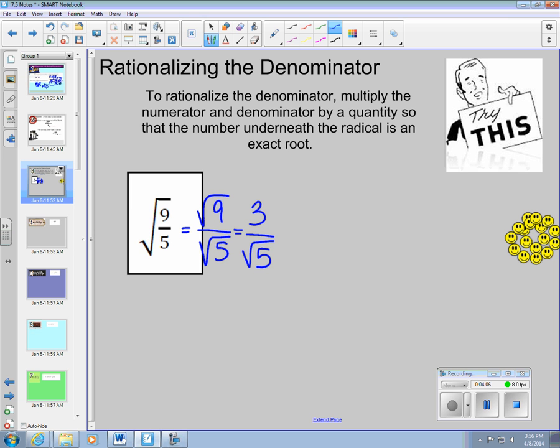See, our index is 2. When it's not written, we know that we have an index of 2. So we're looking for perfect squares underneath the radical in order to reduce the radical.